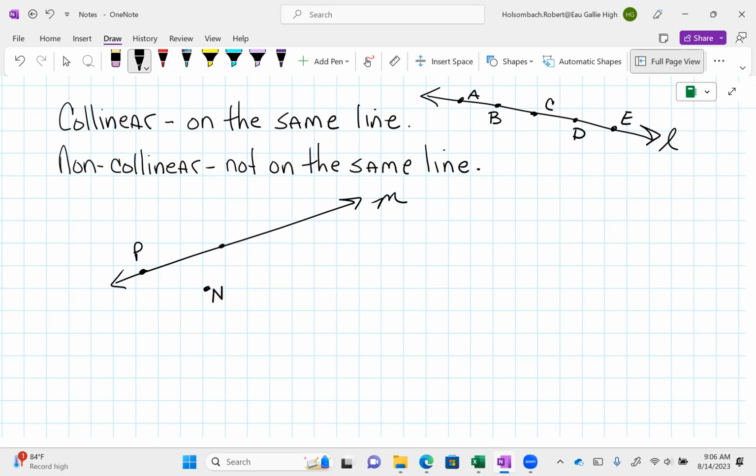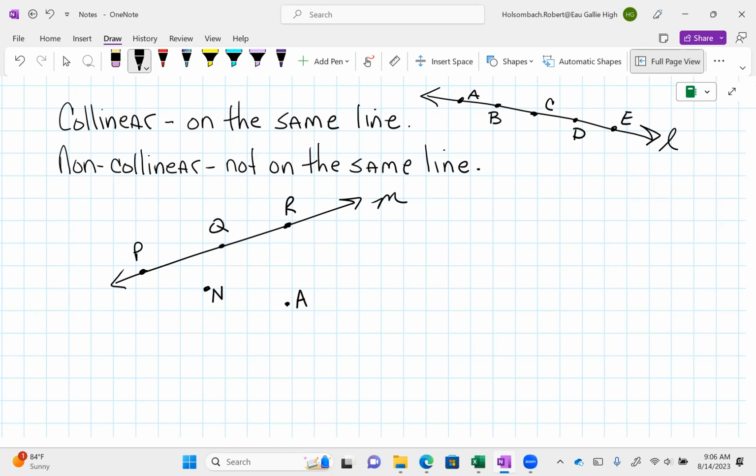We've got point Q that's on the line, point A not on the line, and point R. In this case, points P, Q, and R are collinear, aren't they? P and Q are collinear. Q and R are collinear.